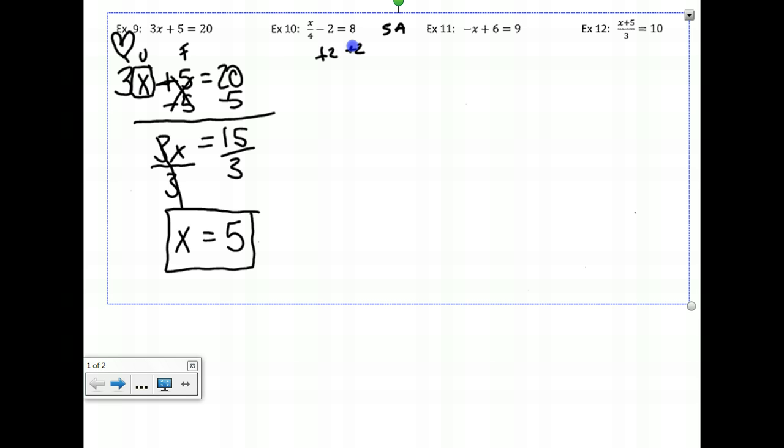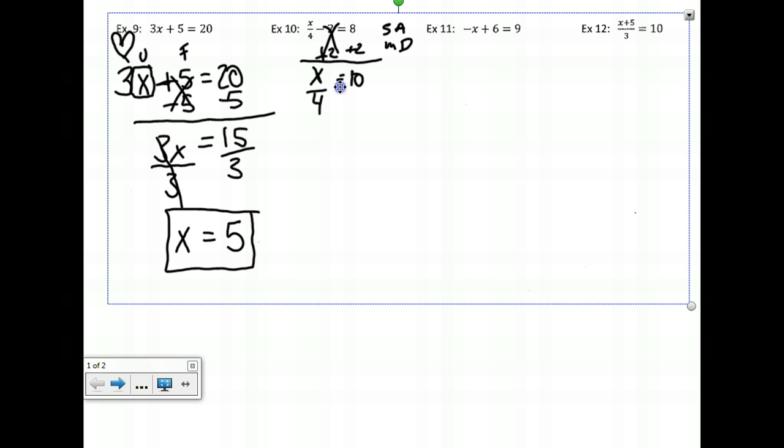We do this to both sides. The 2's cancel. 8 plus 2 is 10. And we end up with x over 4 dropping down. After we get rid of all the subtraction and addition, and there's no more subtraction and addition to be found here, we look at multiplication and division.